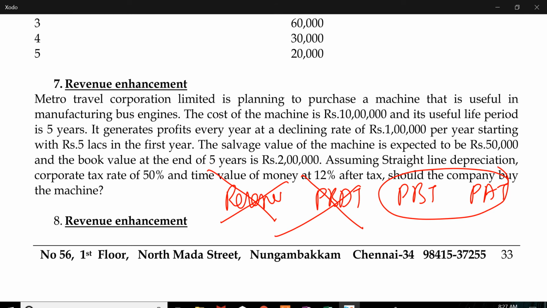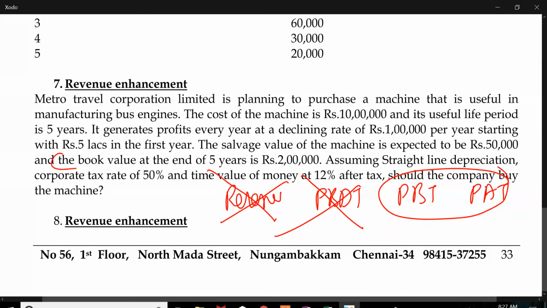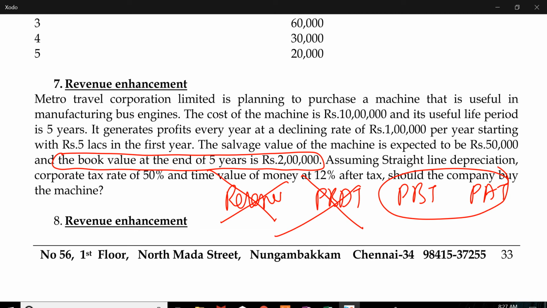The normal formula is cost minus salvage value, perfectly fine. But they themselves have mentioned that book value at the end of 5 years is going to be 2 lakhs, which means in 5 years you can charge depreciation of only 8 lakhs. 10 lakhs is the cost of the machine, and the question specifically tells me that at the end of 5 years the book value is going to be 2 lakhs. If they had not mentioned this, it would have been 10 lakh minus 50,000 divided by 5. They themselves are stating that book value at the end of 5 years is going to be 2 lakhs, which indirectly indicates that for a period of 5 years you will charge depreciation of only 8 lakhs.